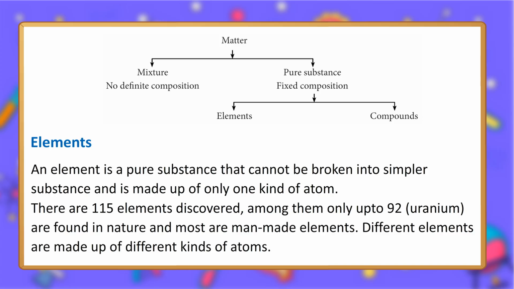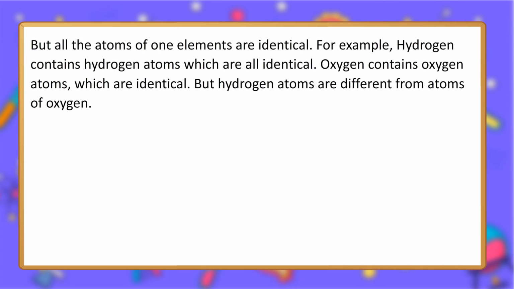There are 115 elements discovered. Among them only up to 92, uranium, are found in nature and most are man-made elements. Different elements are made up of different kinds of atoms, but all the atoms of one element are identical. For example, hydrogen contains hydrogen atoms which are all identical. Oxygen contains oxygen atoms, which are identical. But hydrogen atoms are different from atoms of oxygen.